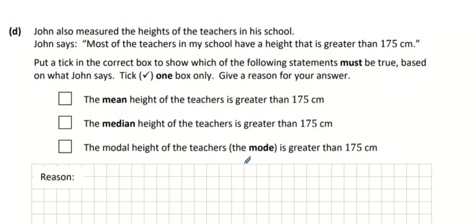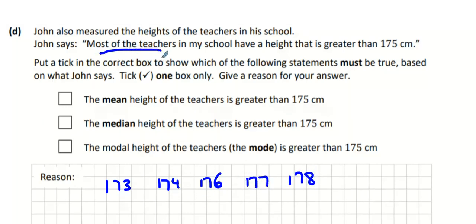Right, so what I do is I make up my own example. So imagine we had 5 teachers. I had one on 173, I had one on 174, and then I had 3 of them above, greater than 175, so 176, 177 and 178. In this case, most of the teachers are bigger than 175. So let's find out.